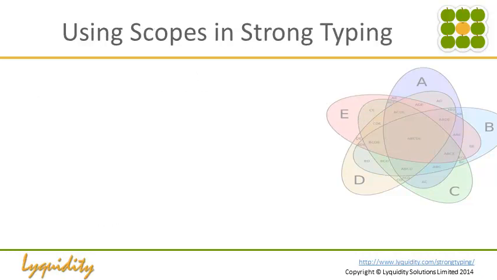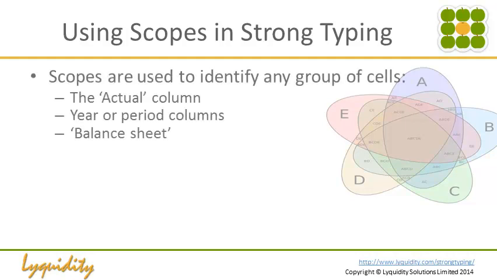When used in StrongTyping, scopes provide more specific validations. Scopes are assigned to cells to create logical groups. A scope could be used to identify the group of cells that contain actual data, or the data for a specific period, or which represent balance sheet or income statement data. There are no predefined scopes, and scopes have no inherent meaning. Any scope created means only what you want it to mean.